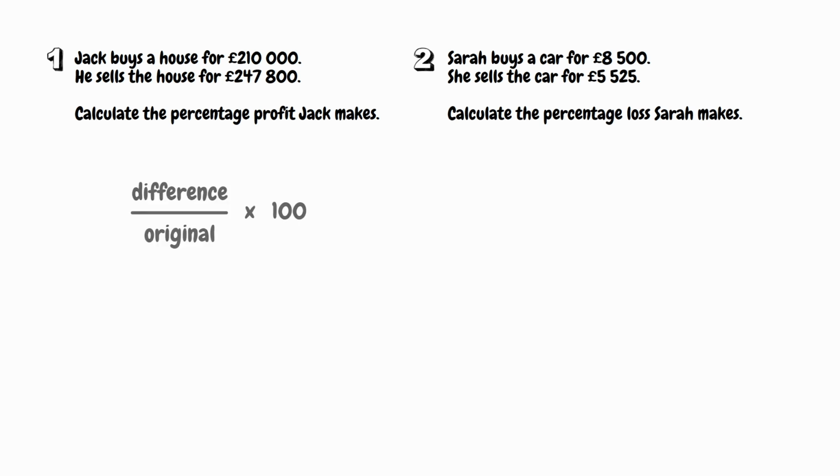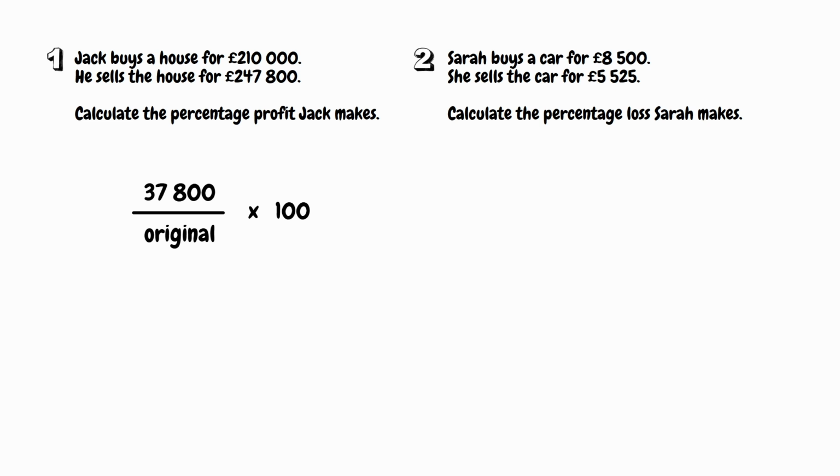And that formula is that we take the difference, divide it by the original, and then we multiply by 100. And that will give us the percentage change. So to start with, we need to find the difference. So how much money he actually made from selling his house. So to find the difference, we simply take the larger number and subtract the smaller number. So we would do 247,800, take away the initial 210,000. And we could simplify that here, and that would give us 37,800. And that is how many pounds that Jack has actually made from selling his house.